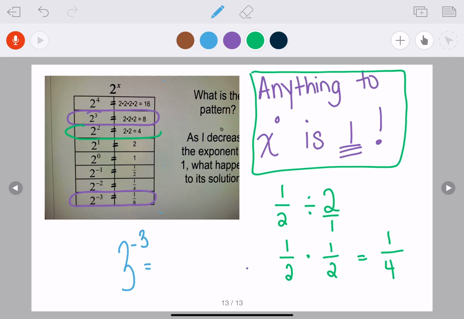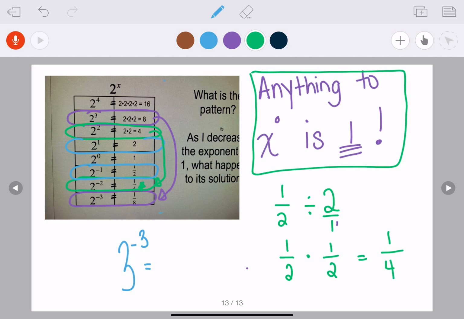2 squared is 4. 2 to the negative 2 is 1/4. 2 to the negative 1st is a half. 2 to the 1st is 2. What do you notice? I hope you thought, oh, look, it's just the reciprocal. The negative is just squaring or cubing or whatever it is, simplifying it like normal, but then it's flipped.